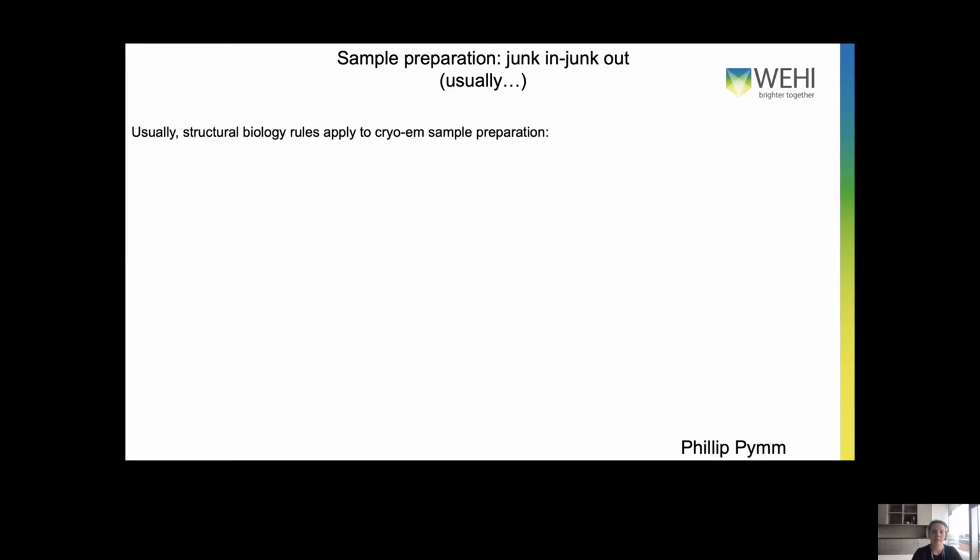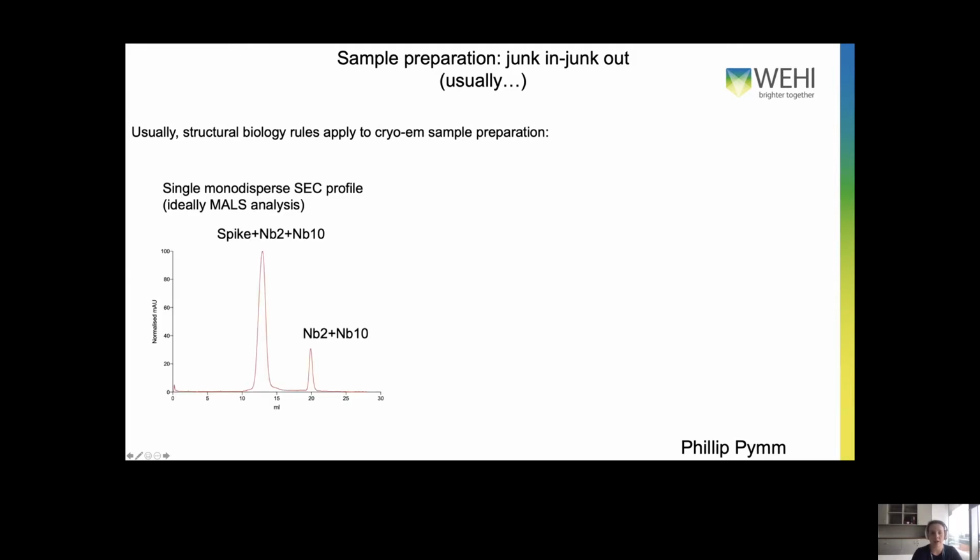When we start a cryo experiment, the first step is to prepare the sample. This is very important in structural biology overall: your sample has to be good. That means it has to be pure, homogeneous, and behave fairly well, so be fairly stable and not aggregate.